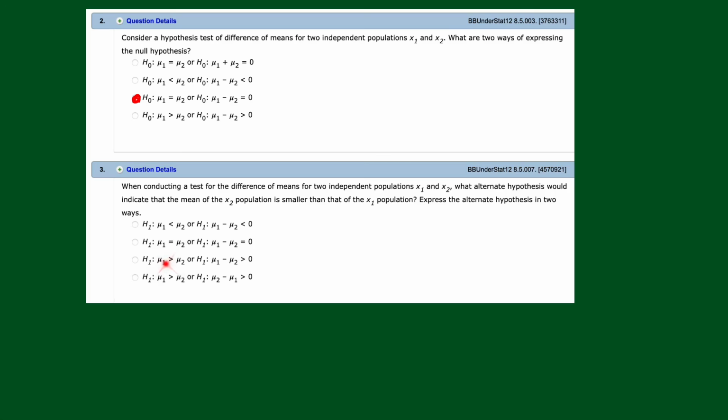If this one is smaller, it's not going to be greater, right? H1 is not smaller than this, it's greater than according to this, and this is greater. The only one that works is this one right here. So I'm going to go with that top one.